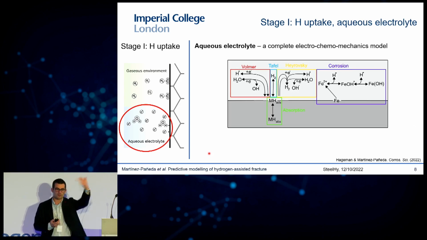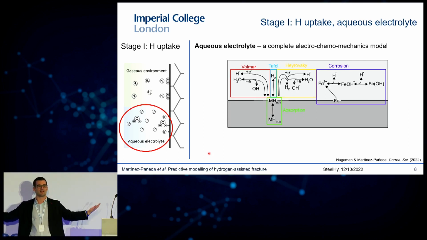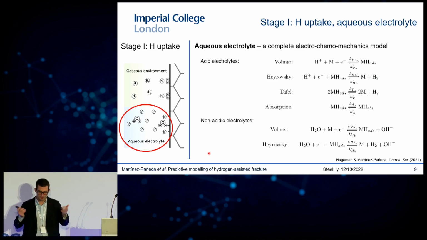So I tried to take this one step further, and this is work together with my postdoc, Tim Hageman, and we tried to develop a complete electrochemo-mechanical model that was able to resolve all the physical processes that are happening in the hydrogen uptake phenomena. And by resolving all the physical processes, you are able to eliminate all the assumptions from the model. So you need to take care of, as you see here, the kinetics of the hydrogen evolution reaction, the absorption kinetics, but also the electrochemical behavior of the electrolyte. So essentially these are the reactions that you are concerned with.